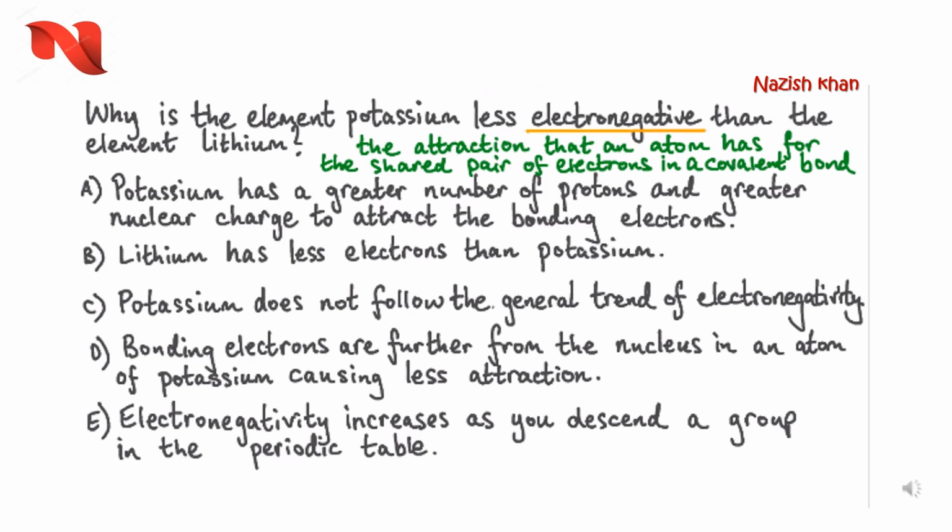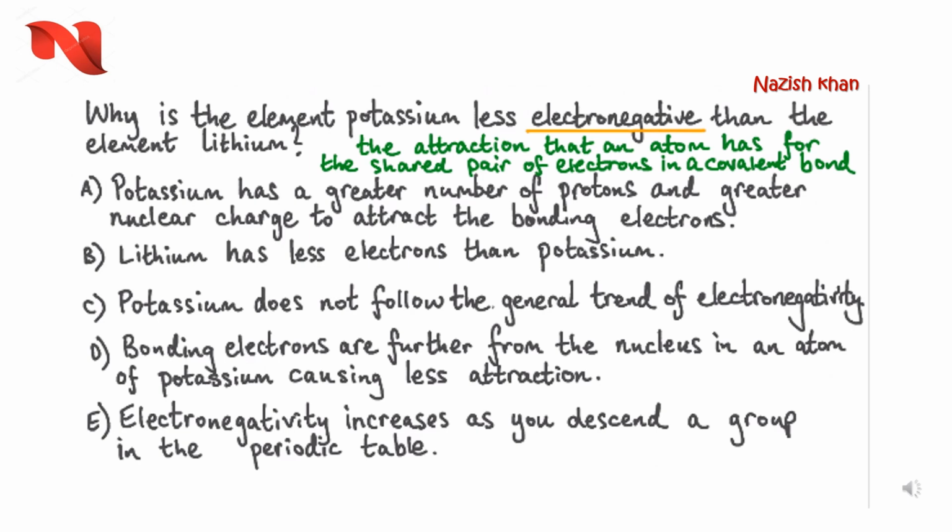B. Lithium has less electrons than potassium. C. Potassium does not follow the general trend of electronegativity. D. Bonding electrons are further from the nucleus in an atom of potassium, causing less attraction. E. Electronegativity increases as you descend a group in the periodic table.